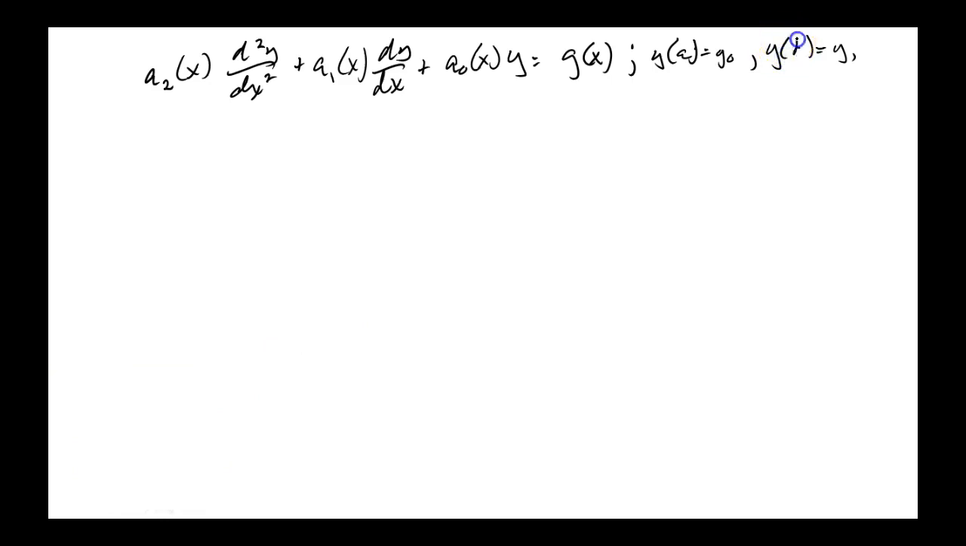Y of B is equal to y1. Okay? Now, this is called the boundary value problem. You have a bound on one end and a bound on the other end. So it's called the boundary value problem. Initial value problem, you only have information at one end. Here you have information at two ends.